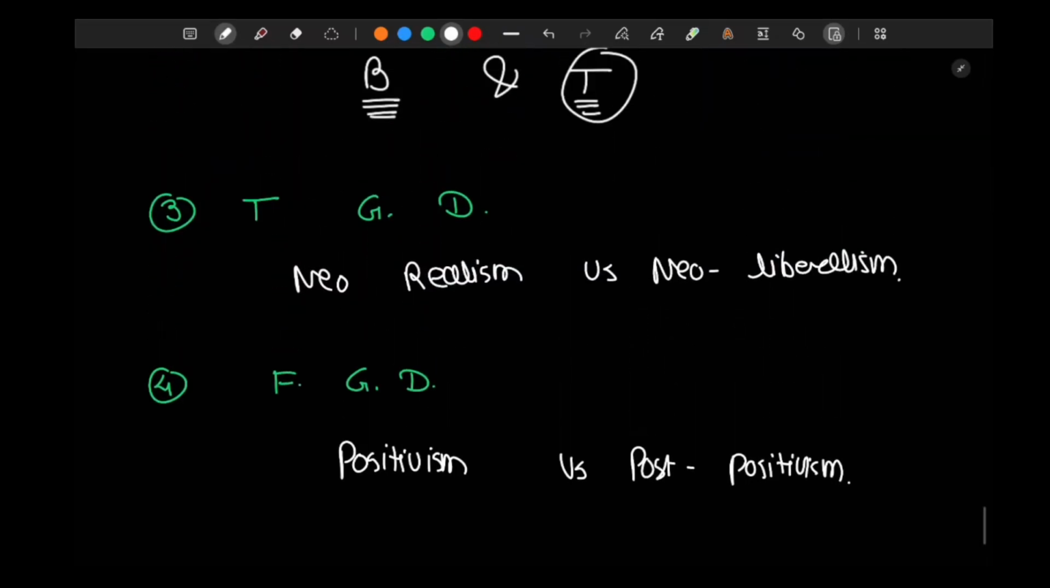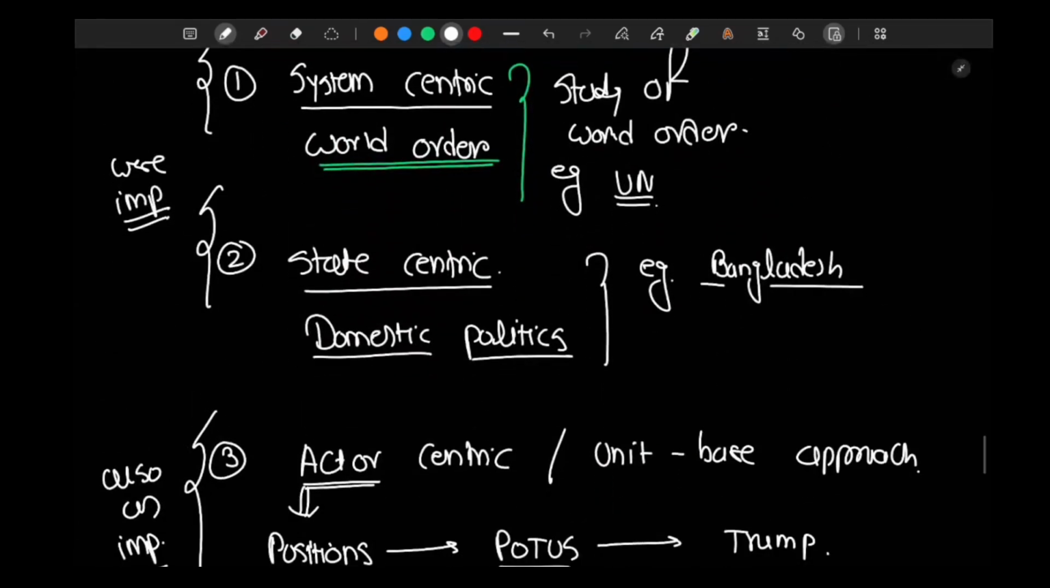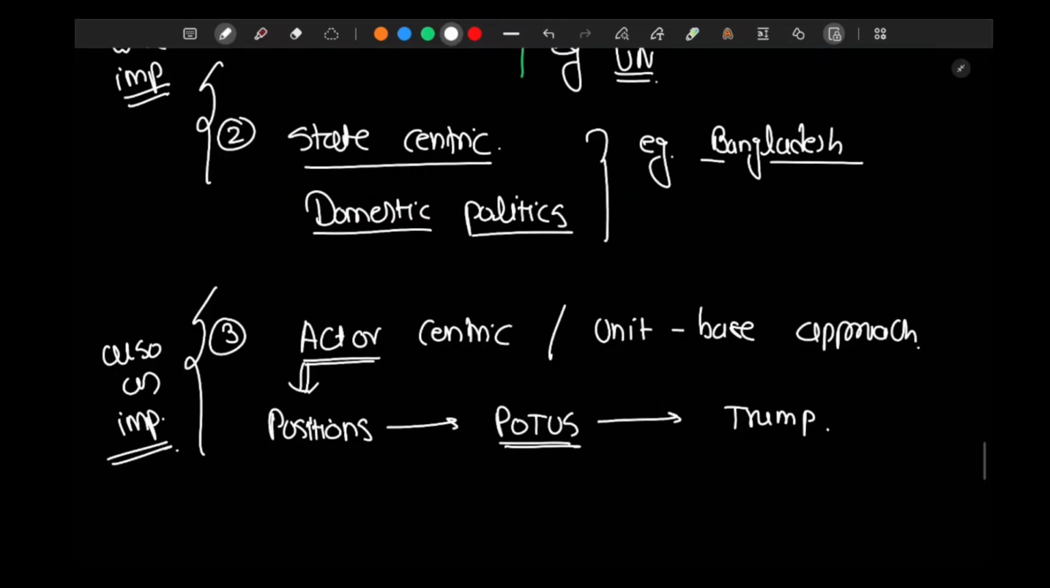These are the three images of international politics: system, state, and actor, given by Waltz in his book Man, the State, and War. From the next lecture, I will begin with the first approach of international politics, liberalism or the idealist school, started by Woodrow Wilson, finished by Hitler. We'll start. Thank you so much.